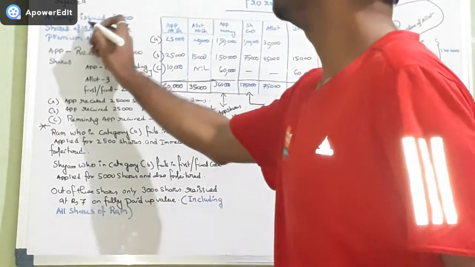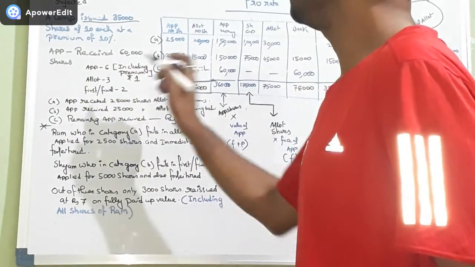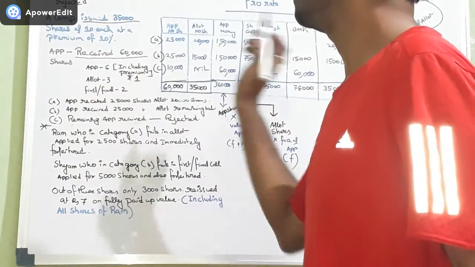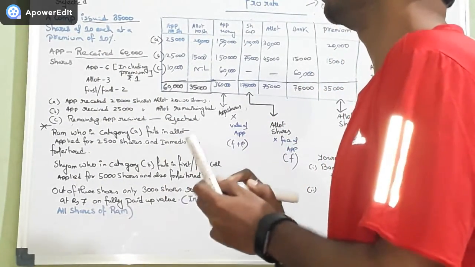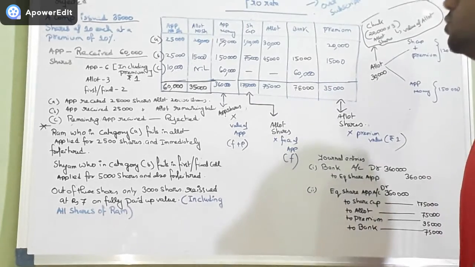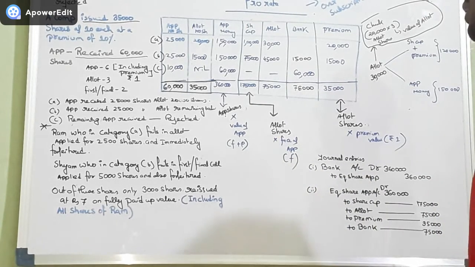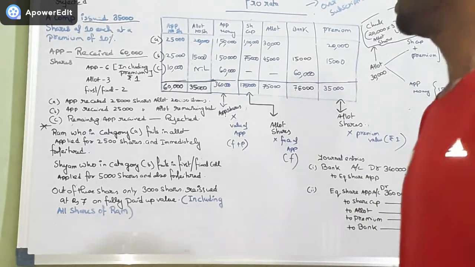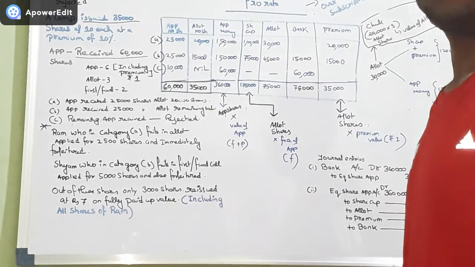35,000 shares is being issued. Against that, we are receiving an application of 60,000. So company issued 35,000, we are receiving 60,000. So it is a case of oversubscription. And whenever oversubscription happens, we have to do the pro rata basis.